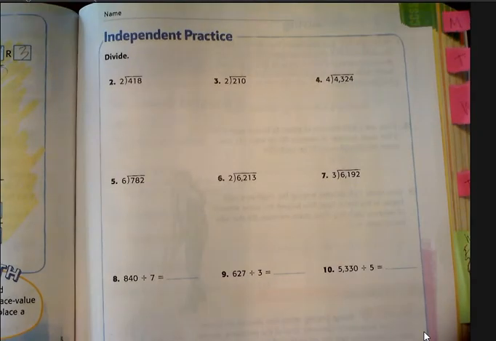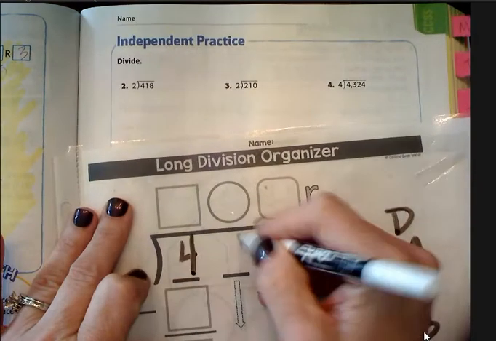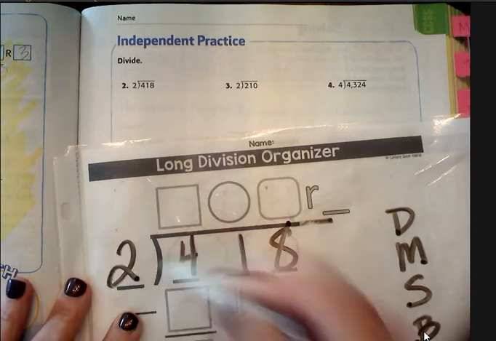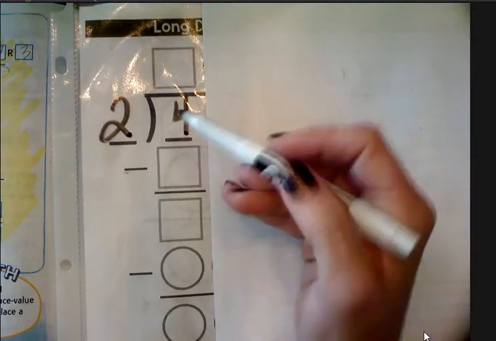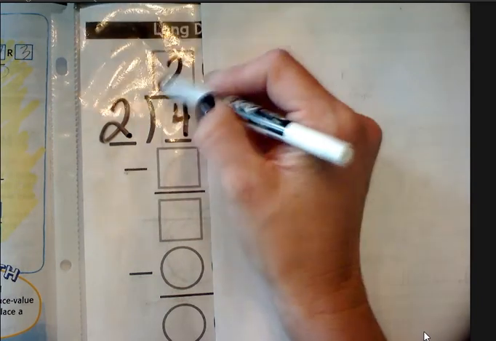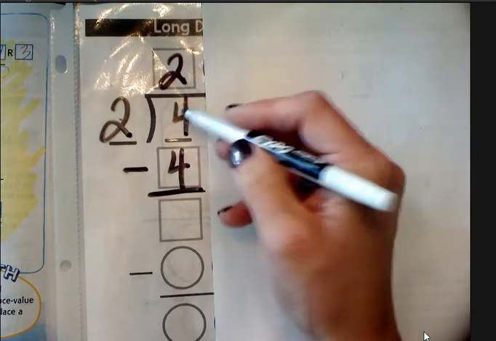Okay. We have 418 divided by 2. We can use our chart here, since we don't have the boxes, to help us keep lined up. So remember, we're going to start just with what we can see here. How many times does 2 go into 4? Well, it's 2, because 2 times 2 is 4. Now we subtract. 4 minus 4 is 0.